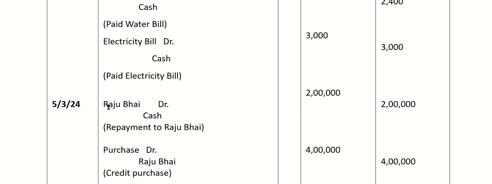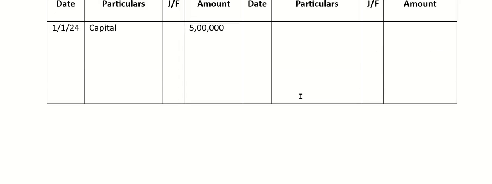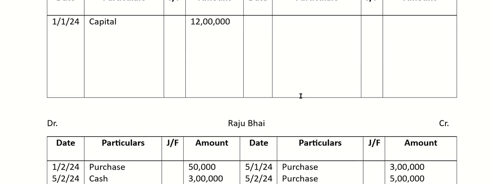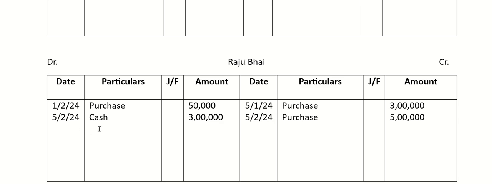In the third month here, we have Raju Bhai related to cash. Once again, we made a repayment of rupees, sorry, 2 lakh. We are going to the Raju Bhai account related to cash. 5/3/2024. And the amount was, sorry, cash. We have given the amount as cash, and the amount was 2 lakh rupees.